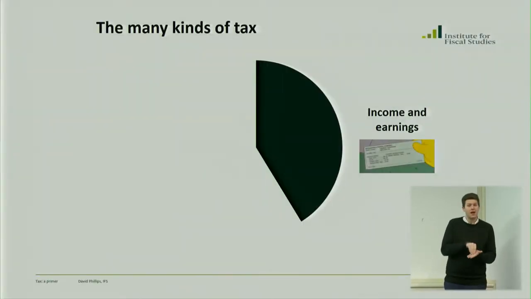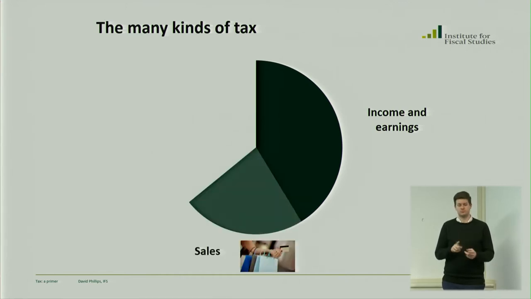What I'll be doing in the next 15 minutes or so is giving a little introduction to tax, if you like, a primer. And I wanted to start by reminding you of the many different kinds of tax that we pay. The biggest chunk are taxes on income and earnings. That's income tax and the national insurance that employees and employers pay on wages. And that makes about 40% of the taxes we raise. The next biggest chunk is taxes on sales, and that's mainly VAT on things you buy in shops, in restaurants, and other places. That's about 20% or so.